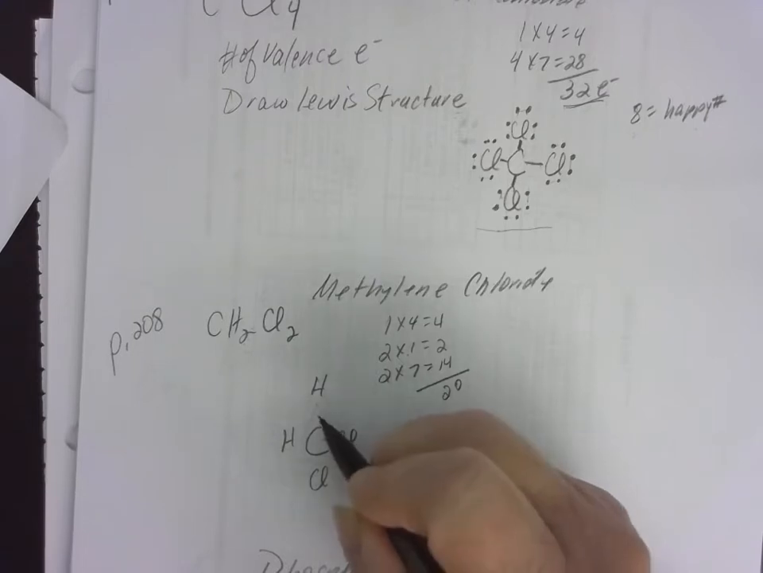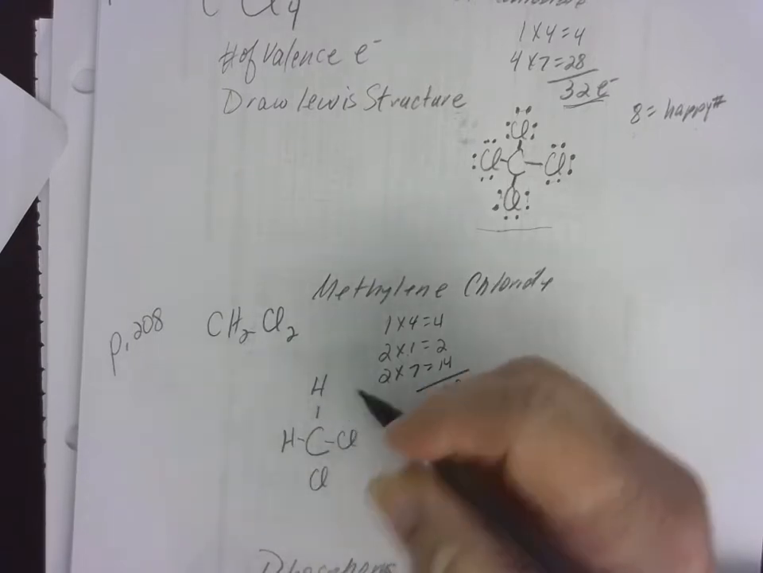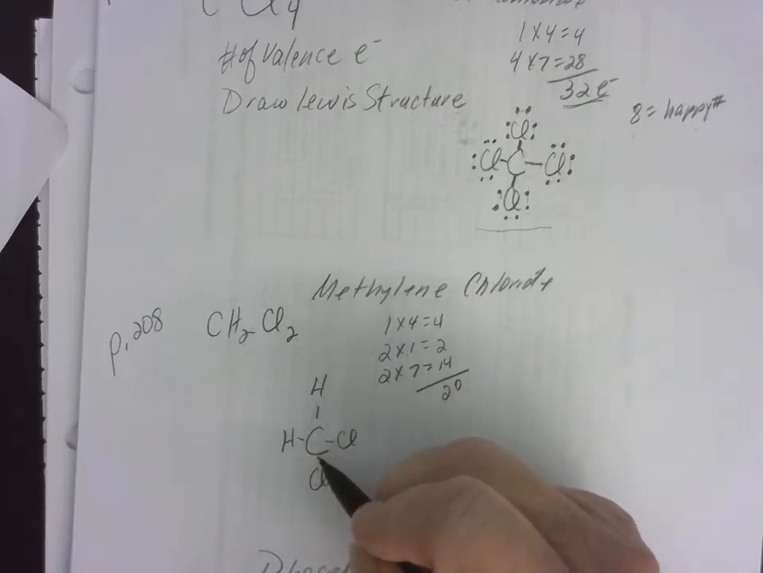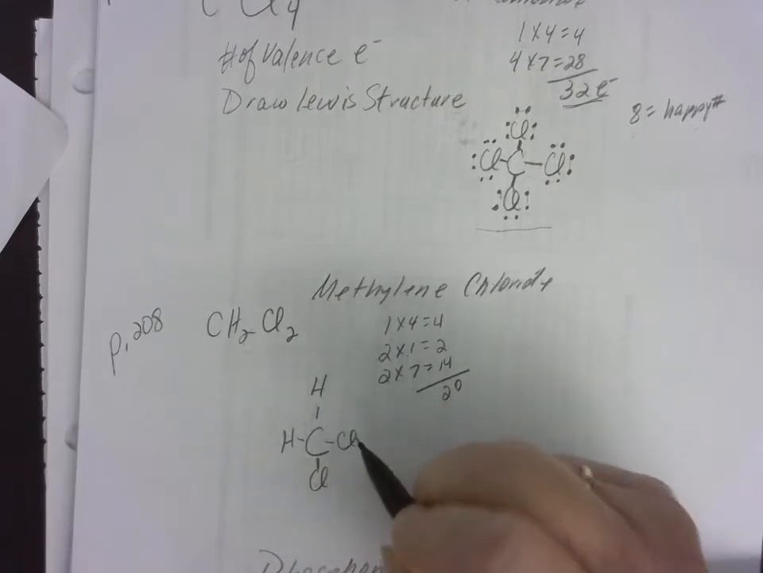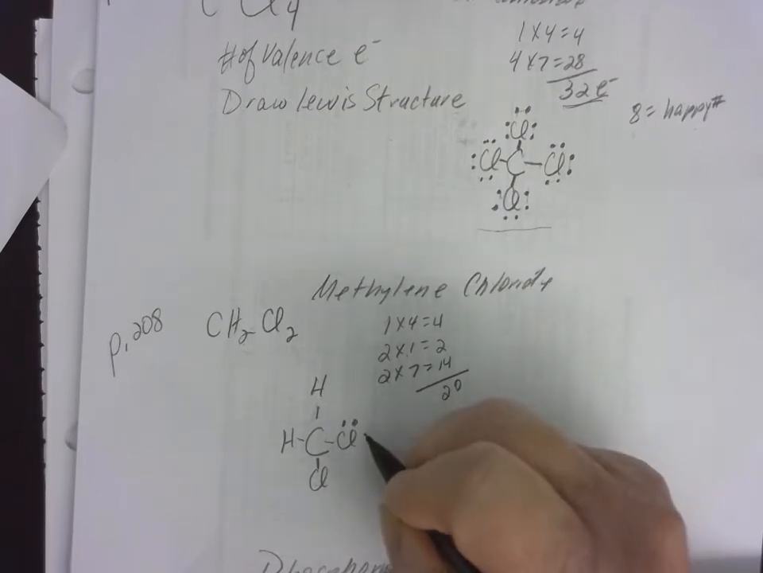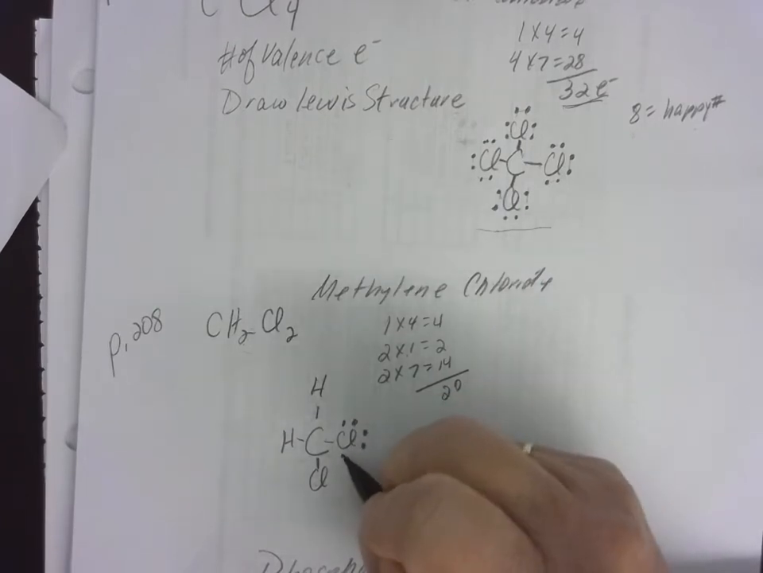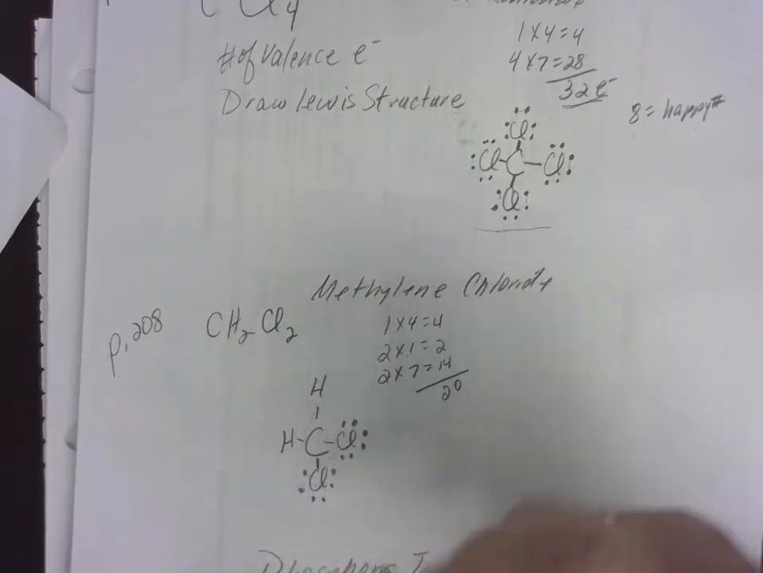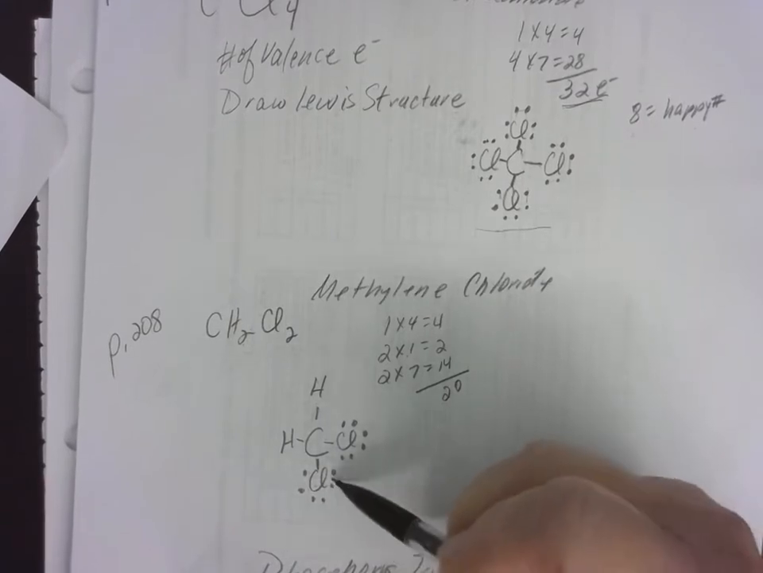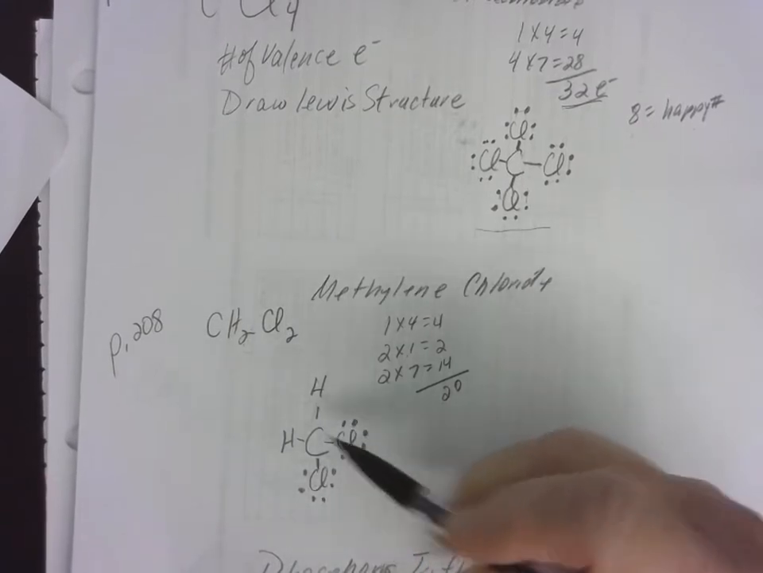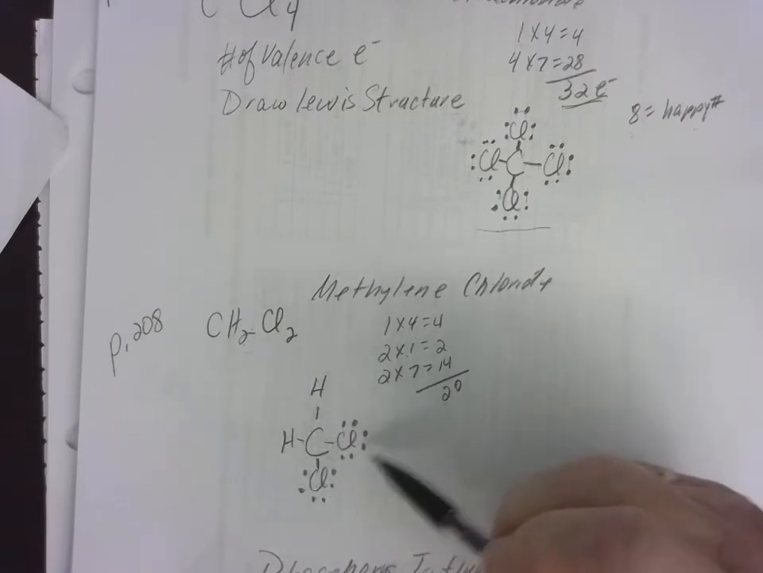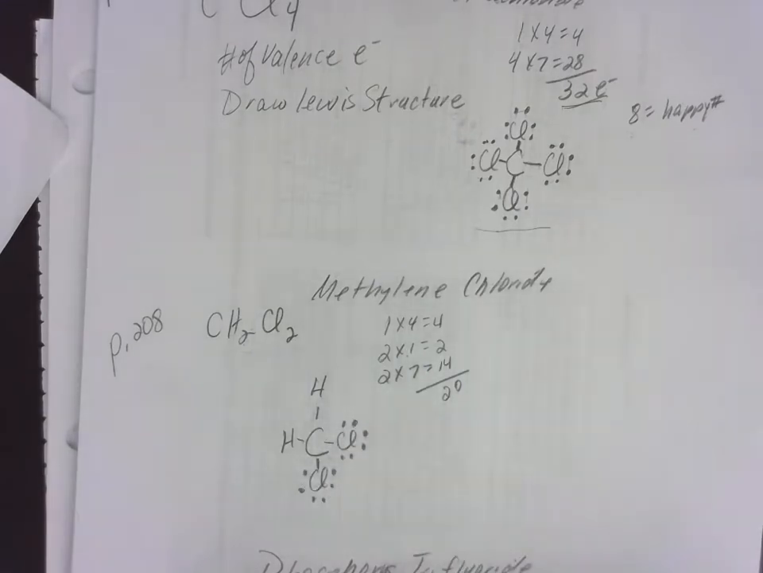So 2, 4, 6. Hydrogen can't have any more. That's all they get. So we have 6, it's 2, 4, 6, 8. And so now we have 2 more that aren't being shared. 2 more there, 2 more here, 2 here, 2 here, and 2 here. Okay, so now we have 2, 4, 6, 8, 10, 12, 14, 16, 18, 20. So now we have our skeleton and our 20 electrons distributed. So that's the first 2.